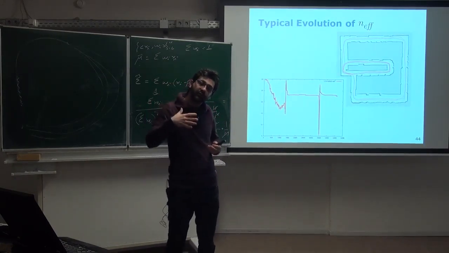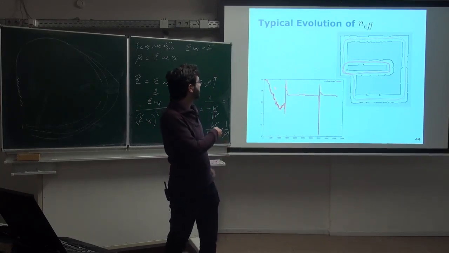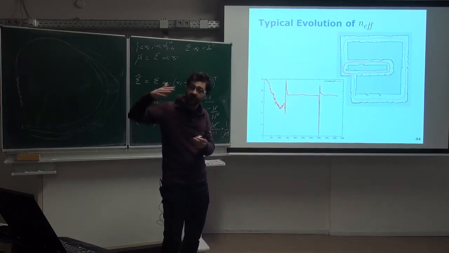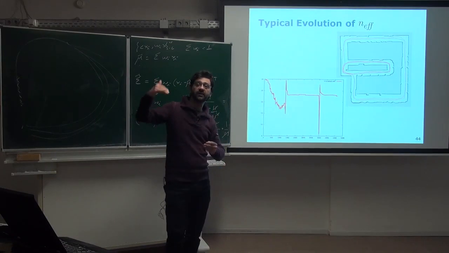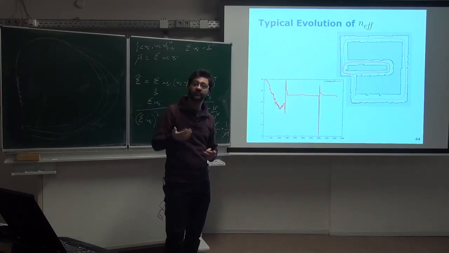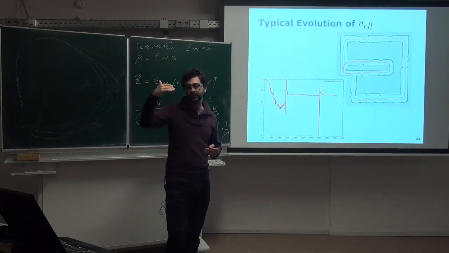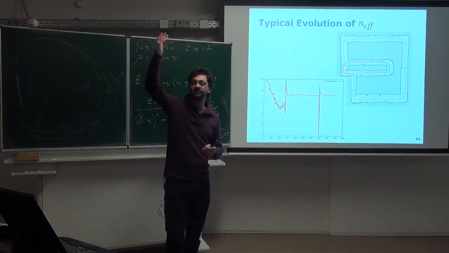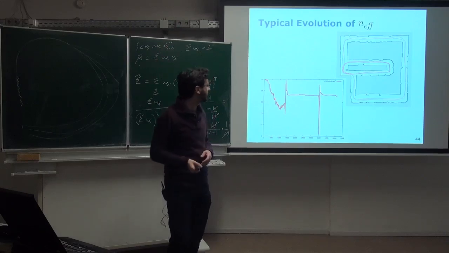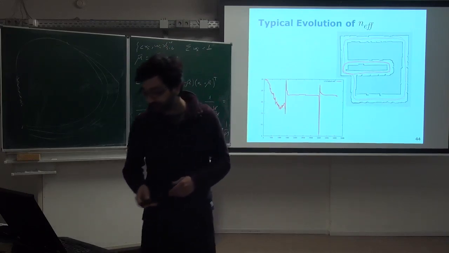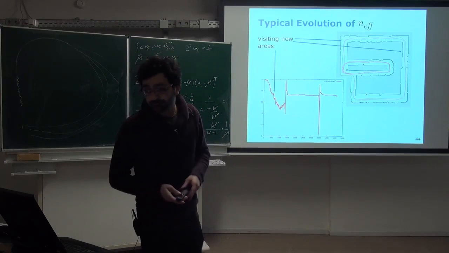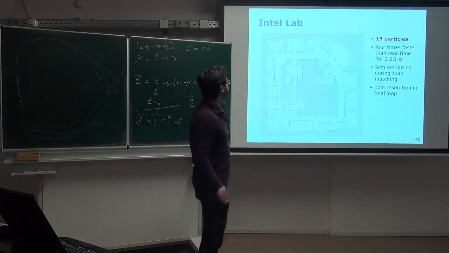So this is the typical behavior of this number of particles. When you explore a new part of the environment, you tend to decrease a bit, but not too much. And then whenever you start re-entering a part of the environment that you have seen already, it starts to slowly decrease. And then you do a resampling step, and then it goes back up. Okay, so that's how it behaves normally. Yeah, that's basically what I've said already.